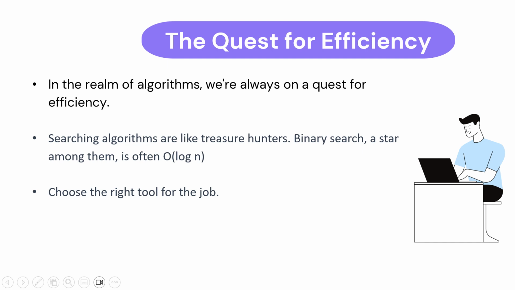Searching algorithms are like treasure hunters. Binary search, a star among them, is often big O of log n, while linear search is big O of n. It's all about choosing the right tool for the job.